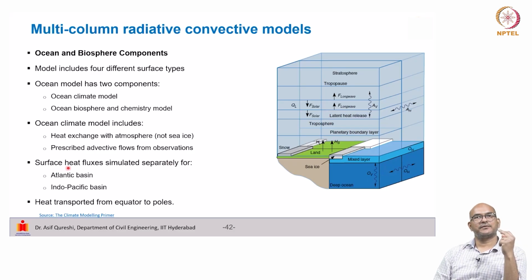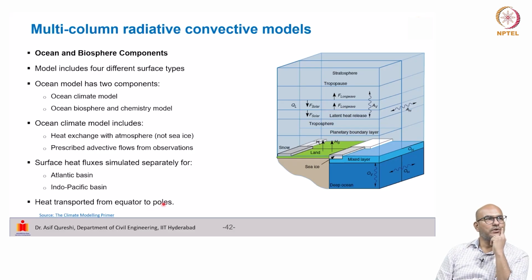The surface heat fluxes are then simulated separately, for example, for the Atlantic basin and for the Indo-Pacific basins. The heat, as we have also seen in the previous lectures and as is simulated here, is transported from the equator to the poles.